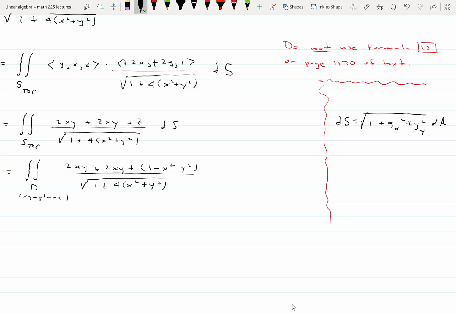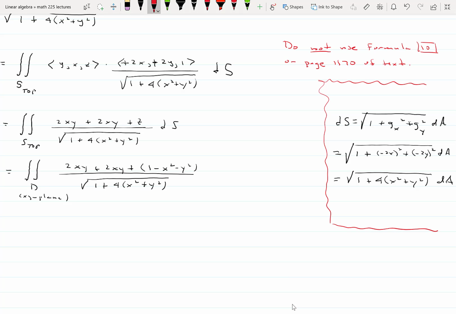Okay, so let's compute ds. This is the square root of 1 plus g_x, which is negative 2x, squared, plus negative 2y squared. We're going to get that nice cancellation happening. dS is the square root of 1 plus 4 times (x squared plus y squared) dA. And that's pretty cool. So I'm going to put ds in now.